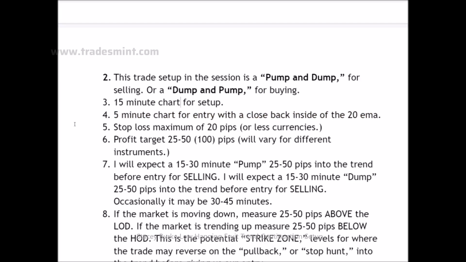Our stop loss will be a maximum, again, of 20 pips. Now, typically on the currencies, we'll most likely be able to get a tighter stop loss than that, a 15 pip stop loss. Oil, gold, probably still around 20 pips, 20 to 25, and index is the same, unless there's a real amount of volatility.